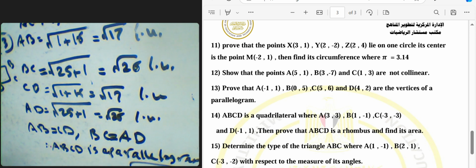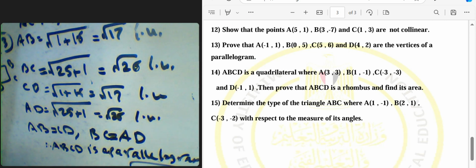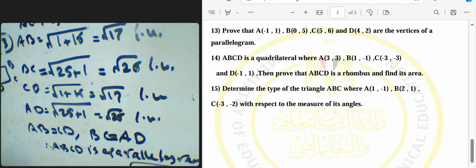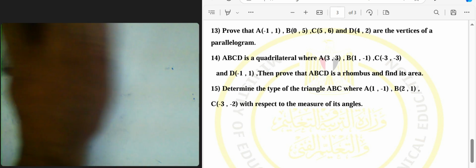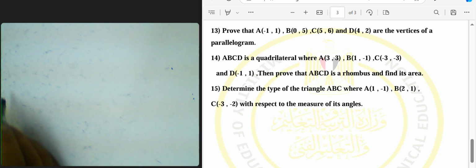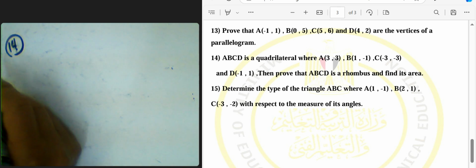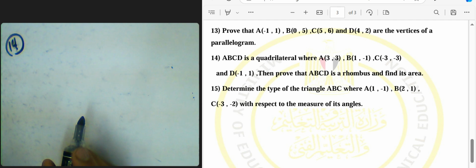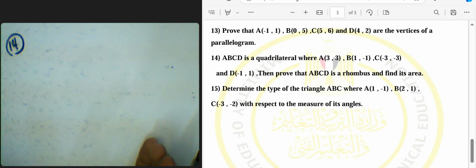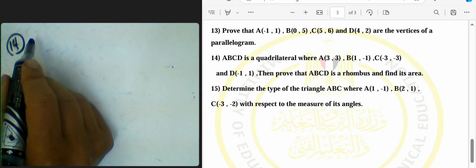Parallelogram. Okay. Question 14: ABCD is a parallelogram. Prove that it is a rhombus and find the area. Okay, first step we must prove that all sides are equal in length to prove that it's a rhombus.